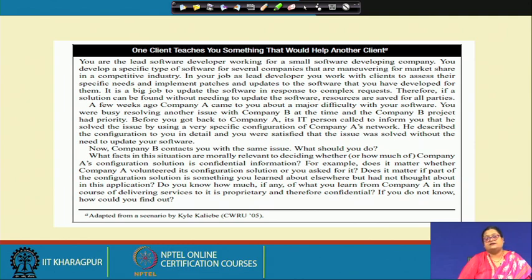So, what you find here, as the case is given, is that you are a lead software developer working for a small software developing company. You develop a specific type of software for several companies that are maneuvering for market share in a competitive industry. In your job as a lead software developer, you work with clients to assess their specific needs and implement patches and updates to the software that you have developed for them. It is a big job to update the software in response to complex requests.